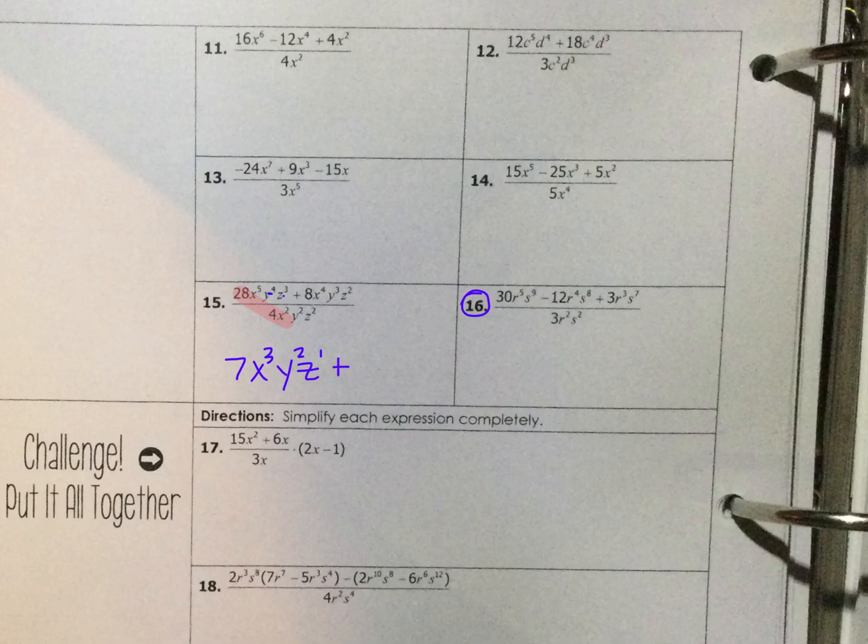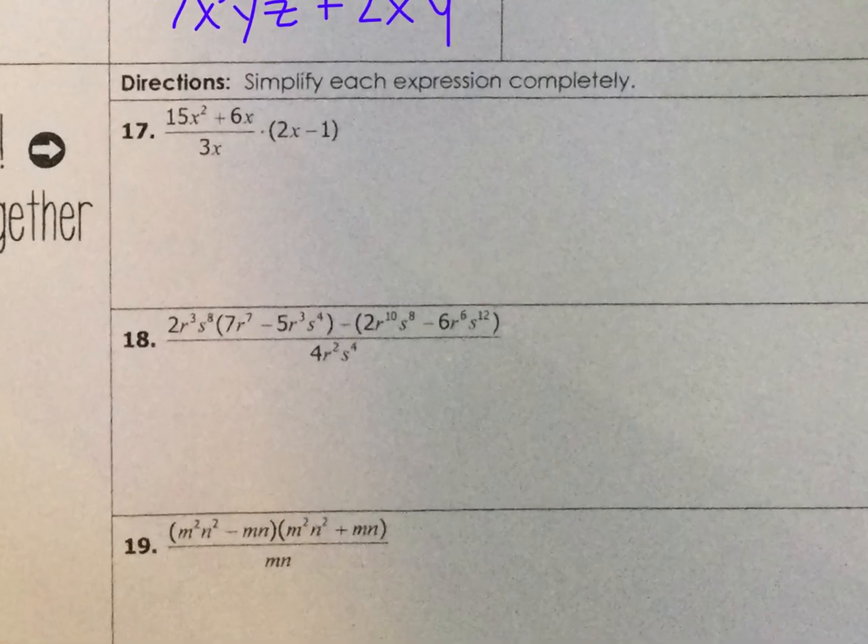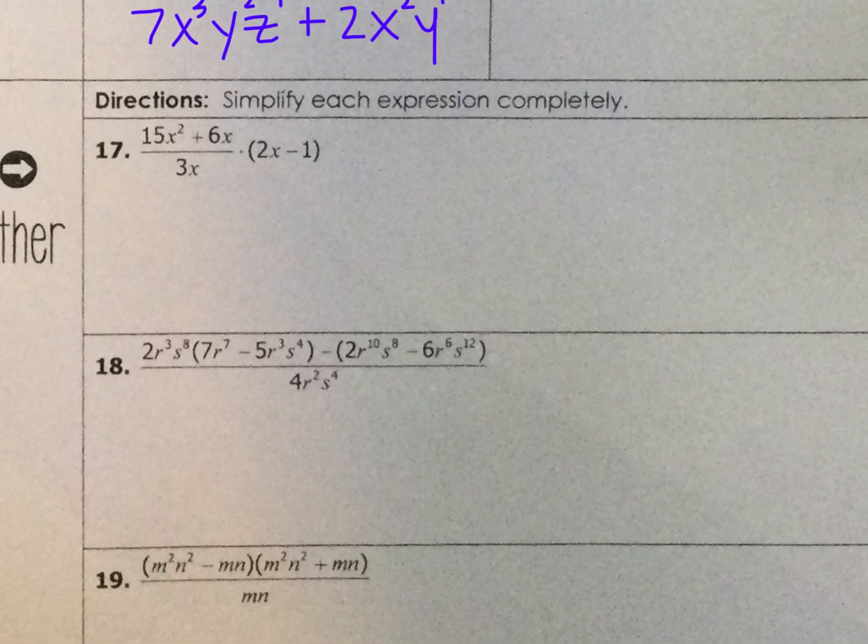Plus 8 divided by 4 is 2, x, y, z. 4 minus 2 is 2. 3 minus 2 is 1. 2 minus 2 is 0. So I'm just going to take that part off. Okay. All right, you do 16. And then we're going to keep on taking notes on 17 through 20. These have a little more going on, so we'll do them together.